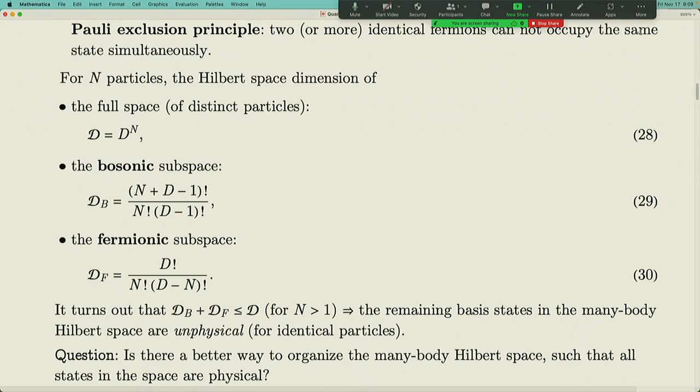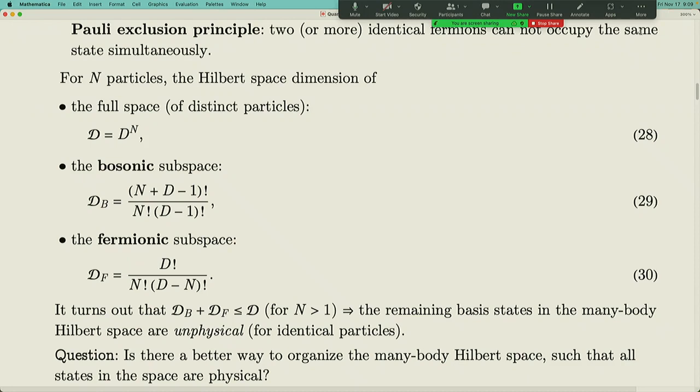Okay? So how many different ways are there to put n little balls in these d different boxes? That is the combination number, d choose n, right? So d choose n is d factorial over n factorial times d minus n factorial. That's how the number of fermionic states goes. This is what we define as the Hilbert space dimension of the fermions.